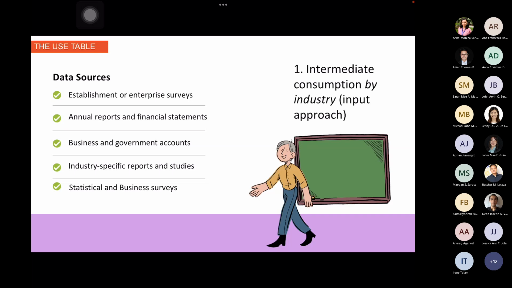So again, if the data sources are detailed, then we are able to fill in actual values of consumption by industry of certain products. And if the data is not as detailed, we can use supplementary surveys or make assumptions based on observations, but we need to be careful.